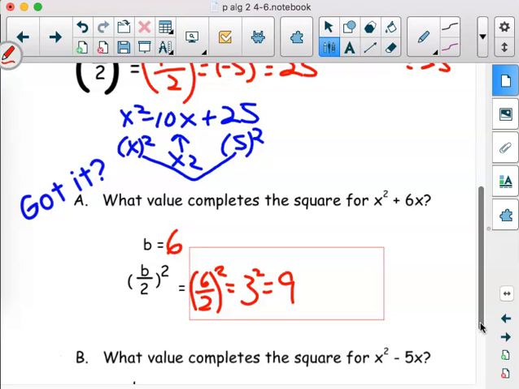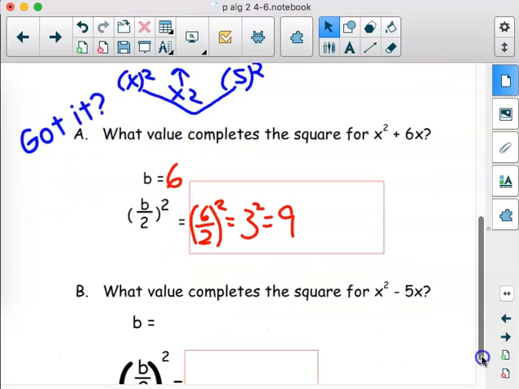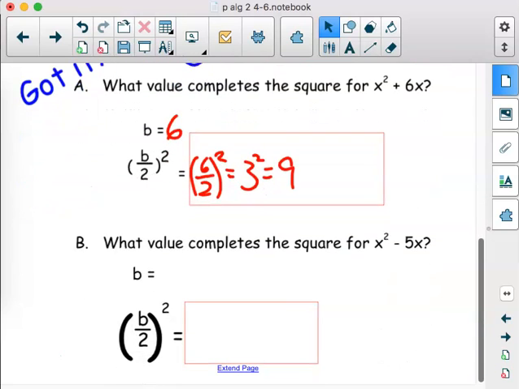Not so bad, right? Finding that number to complete your perfect square trinomial. Well, they work out super nice if your b value is even, because when you divide an even number by 2, everything works out all pretty. But we are going to have fractions. Real life has fractions. That's just how it is.